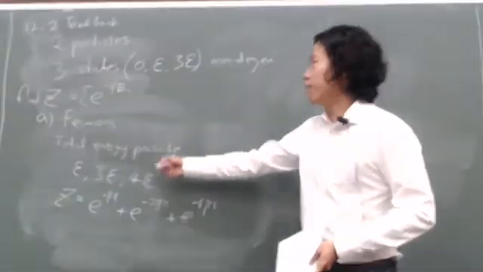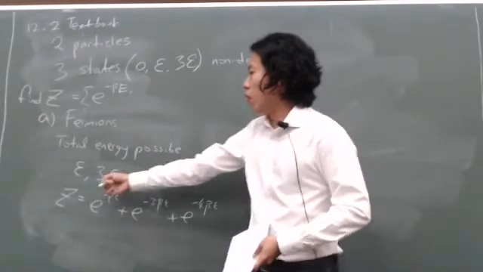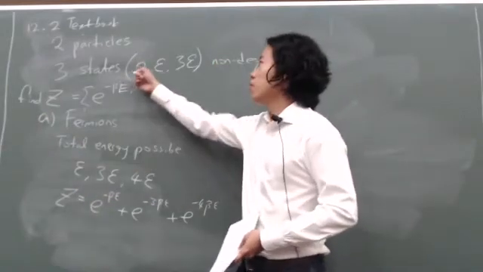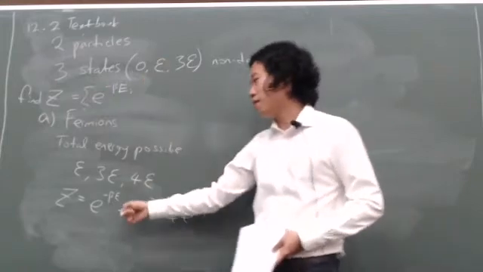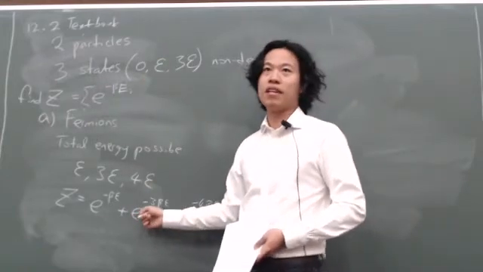And again, even for the epsilon state, you could have two different ways of arranging them, but because fermions are indistinguishable, you don't have to think about any degeneracy or picking up extra factors here.